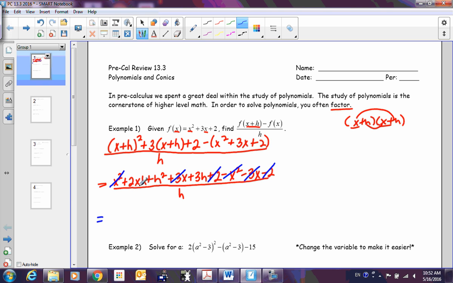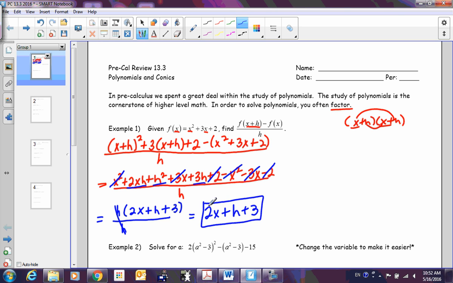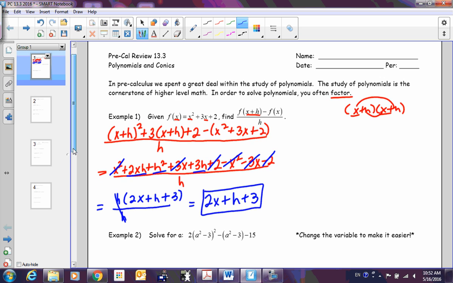Okay, now look at what you have left. They each have an h. And so I can factor out that h. There's that factor word. That's going to come up a lot. And if you factor out an h, it will cancel then with the h on the bottom. So what we have left is this 2x plus h plus 3. This has something to do with a calculus concept called the derivative. Again, you'll learn that next year when you take calculus.